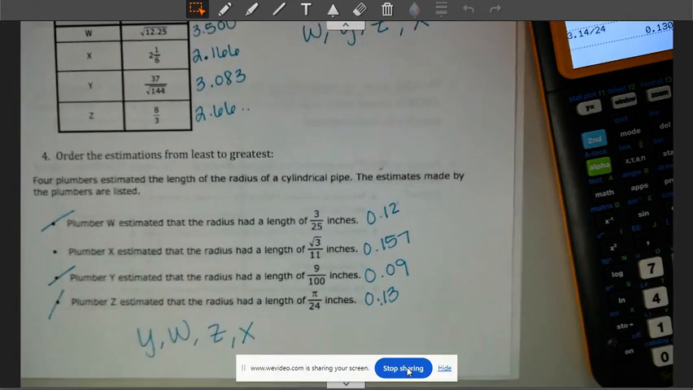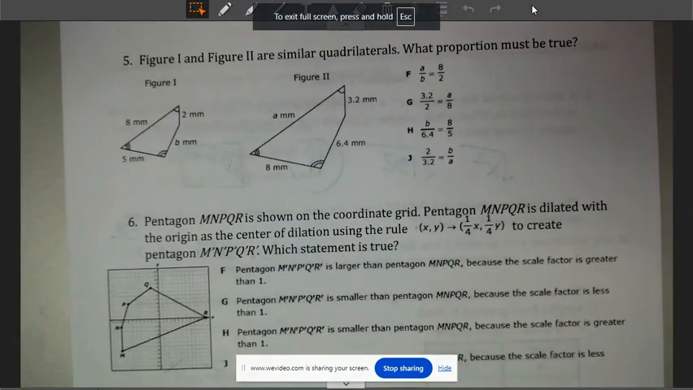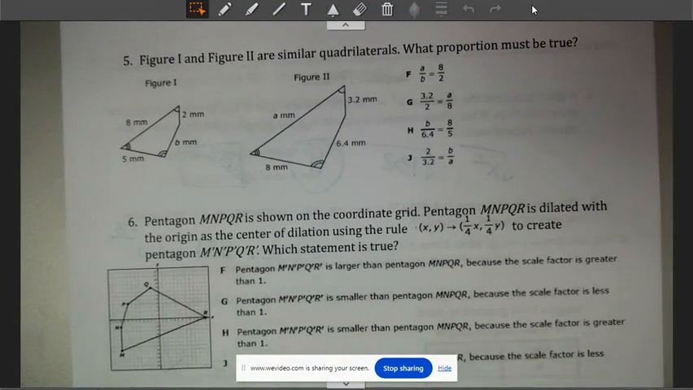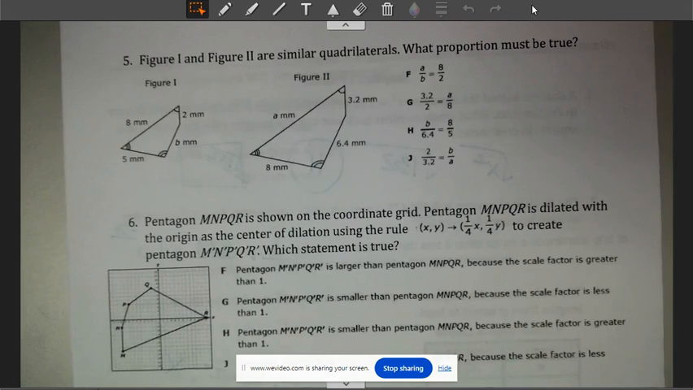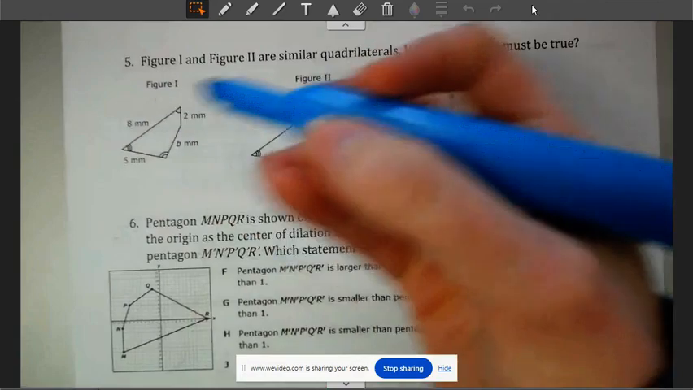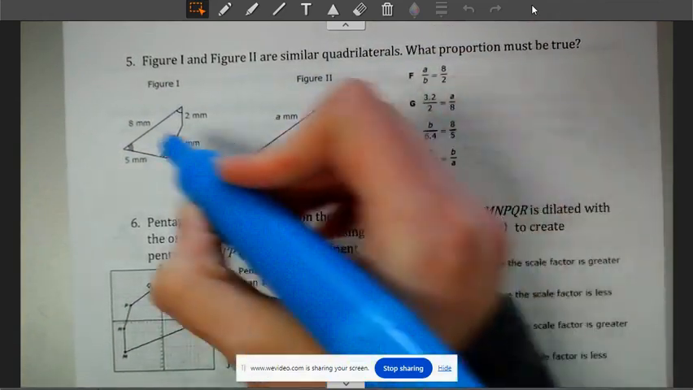All right, so number 5. It says figure 1 and figure 2 are similar quadrilaterals. What proportion must be true? So the very first thing we're going to do is make sure that our sides are lined up. Thankfully for us, this picture is facing the same direction, but if it wasn't, we'd want to make sure that they were. So this corner has 3 curves. This corner has 3 curves. This one has 1. This one has 1.